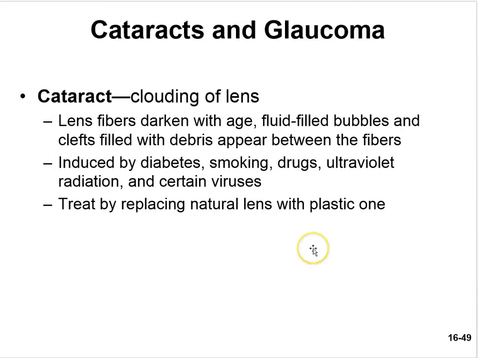Some problems with eyes are cataracts and glaucoma. A cataract is the clouding of a lens, sometimes with age, sometimes with lifestyle choices like smoking and tanning, being in the presence of ultraviolet radiation, and so on and so forth, or other disorders. You can treat it by replacing your natural one with a plastic one.